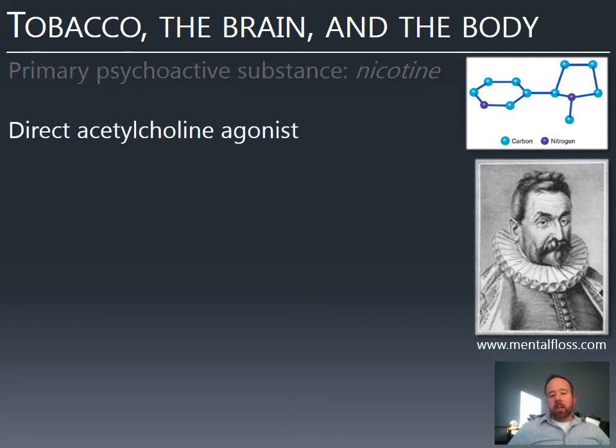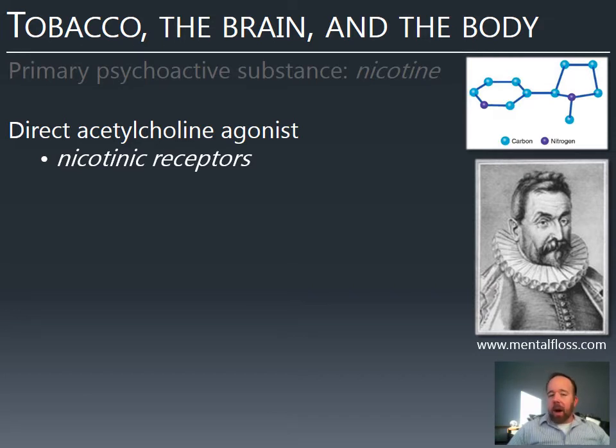And nicotine is a direct acetylcholine agonist. So let's unpack that a little bit. We've used all these terms before, especially in our unit on the brain. But what does this mean? It turns out that there are receptors in the brain, and actually in the body also, that are for the neurotransmitter acetylcholine. Acetylcholine binds to them, and then that makes them active.